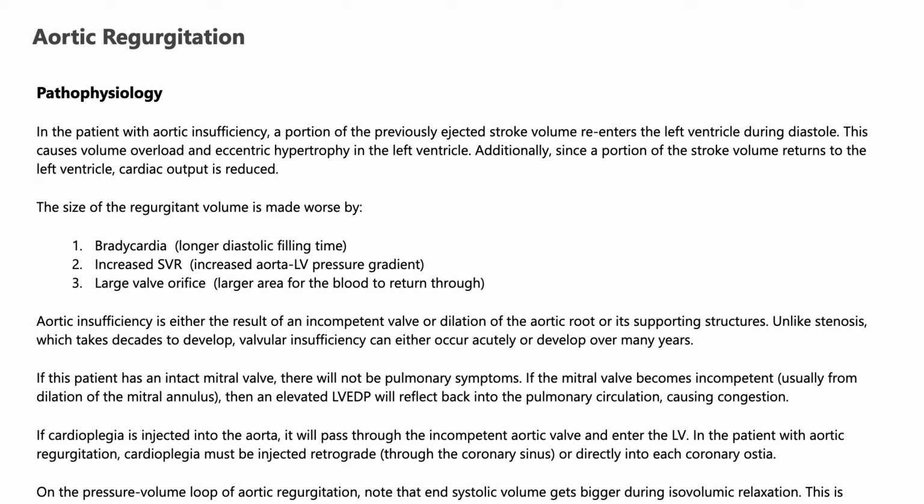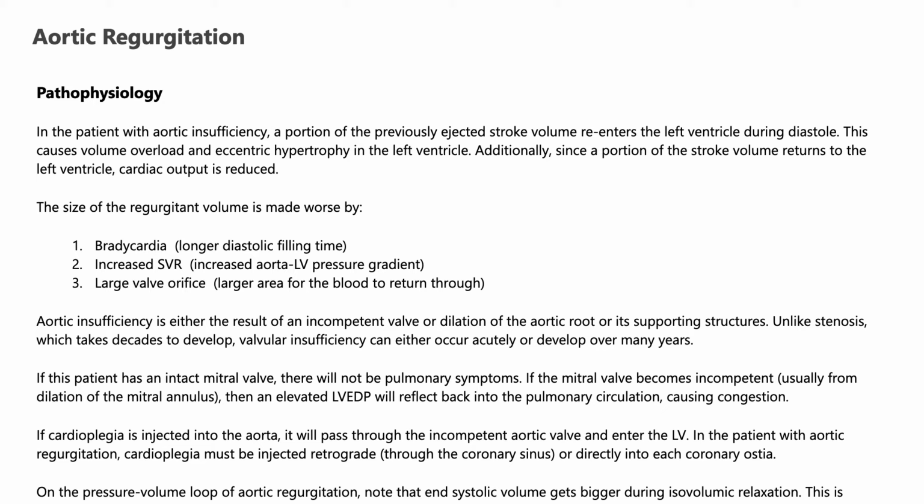Aortic regurgitation. In the patient with aortic insufficiency, a portion of the previously ejected stroke volume re-enters the left ventricle during diastole. This causes volume overload and an eccentric hypertrophy in the left ventricle. Additionally, since a portion of the stroke volume returns to the left ventricle, cardiac output is reduced.